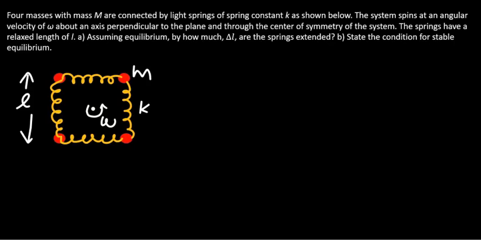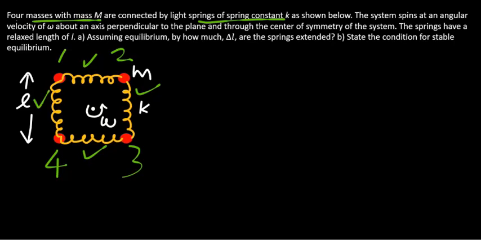Let's look at the following problem. Four masses with mass capital M. So 1, 2, 3, 4 masses are connected by light springs with spring constant K. So there is one spring here, one there, one here, and one there.